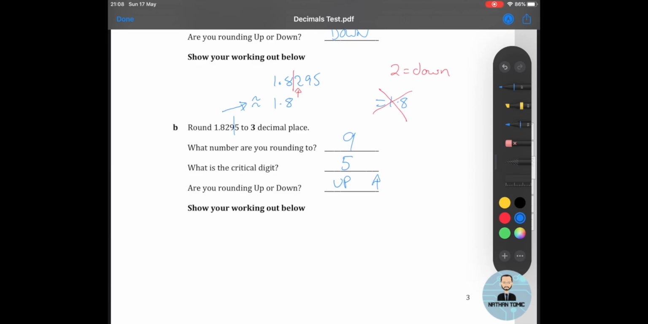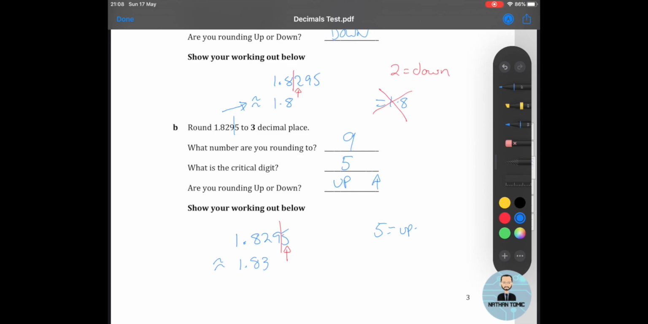So again, let's show the working out properly. So we would write the number out, 1.8295. All right, we show our cut. We show that that is our critical digit. Okay, and we might again on the side here write 5 equals up, just for our own reference. And then the squiggly, it's approximately equal to 1 point. Now let's be careful. If we're going to round a 9 up, that becomes a 10. Well, we can't have a 10 there, so that 1 moves across into the 2, so we actually get 1.83.